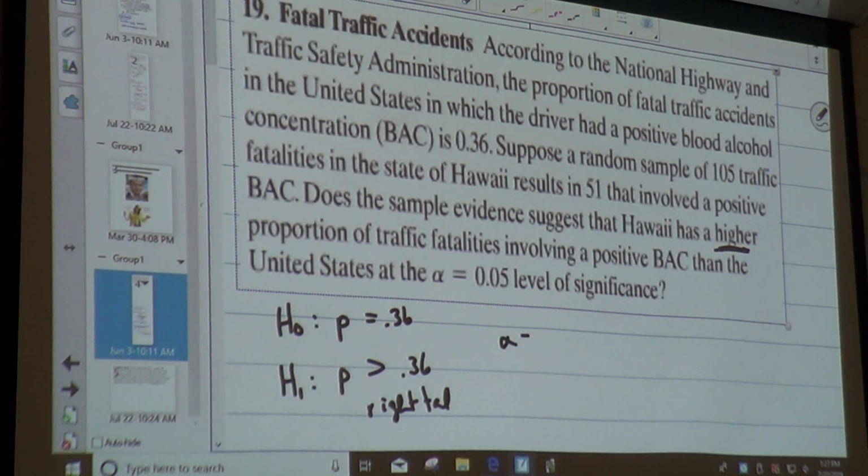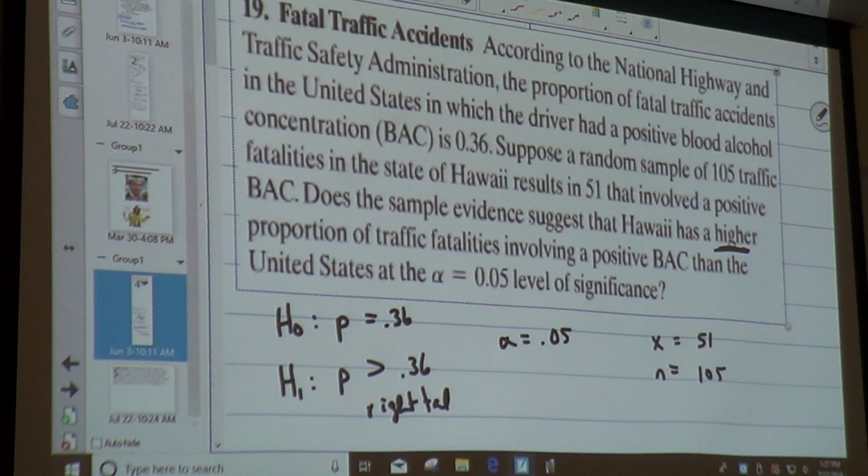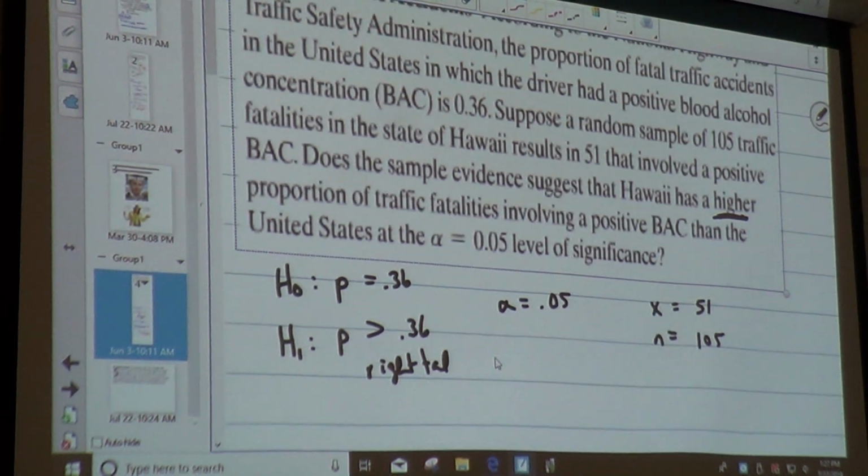They've already told us that alpha is 0.05. What is my X and what is my N? N is 105. I surveyed 105 people. And how many of those surveys were riding dirty? 51. Okay. So, now I need to go to my table.